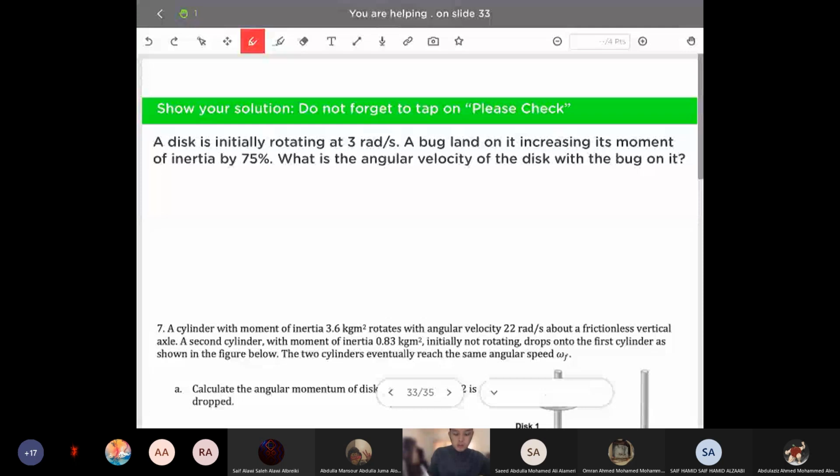So we start our solution with the formula. Initial angular momentum Li is equal to the final angular momentum Lf. As we expand this, we will have I initial, omega initial is equal to I final, omega final. We are given in the problem the initial angular velocity, which is 3 radian per second. We have omega initial, 3 radian per second.